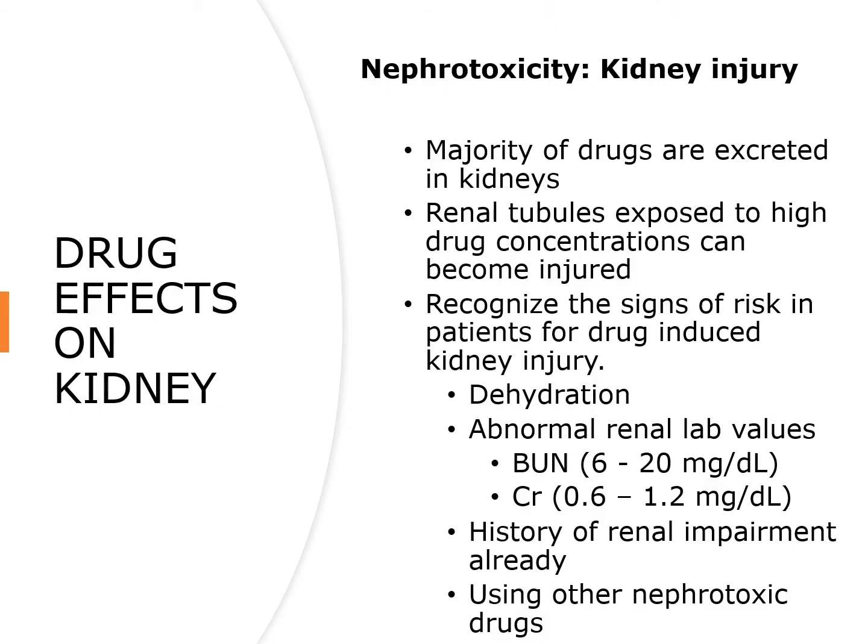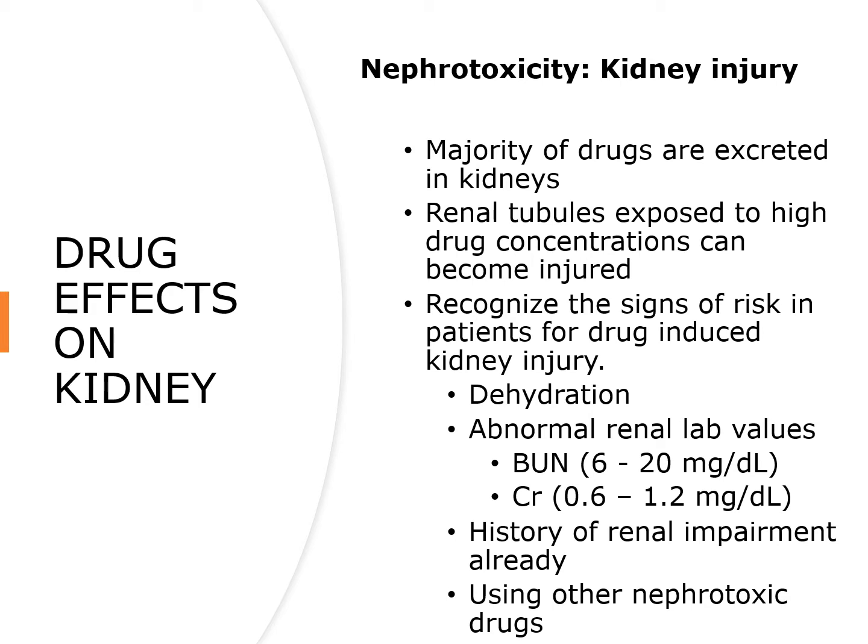Okay, so on to nephrotoxicity. So drug effects on the kidney. And you're going to hear this a lot going through pharmacology, that this drug can be nephrotoxic, or this drug can be cardiotoxic, meaning toxic on the heart, or this drug can be hepatotoxic, toxic on the liver, or it can be neurotoxic, toxic on the brain and the peripheral nerves. So you'll hear these terms quite a bit going forward.